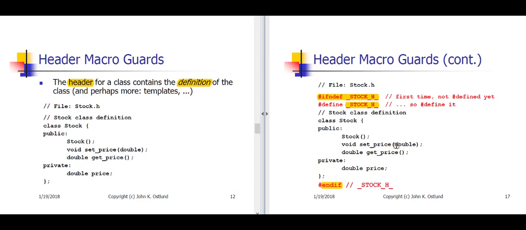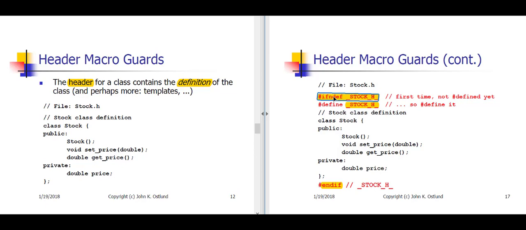All right? The first time we include stock.h, the token _STOCK_H_ is not defined, so we define it and we pull in a copy of the definition for the stock class. Now, if stock.h is included a second time, in that second include of stock.h, we will get to this if-and-def, and this time the token _STOCK_H_ is defined, so all of the code from the if-and-def up to and including the end-if is simply ignored. It's not passed on to the translation unit.